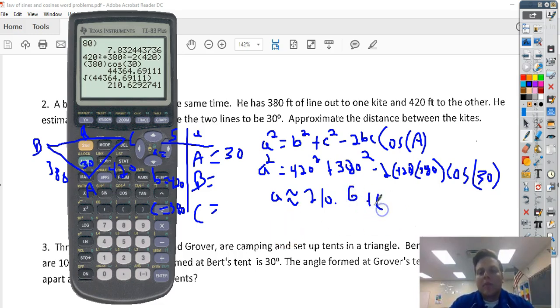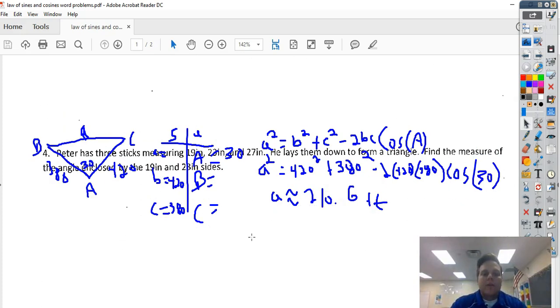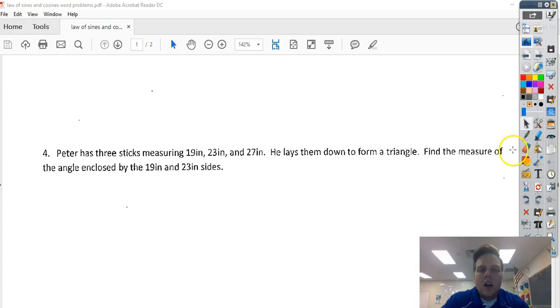Very good. Okay, last one to work out with you is problem number 4. Problem number 4 says Peter has 3 sticks measuring 19, 23, and 27 inches. He lays them down to form a triangle. Find the measure of the angle enclosed by the 19 and 23 sides.